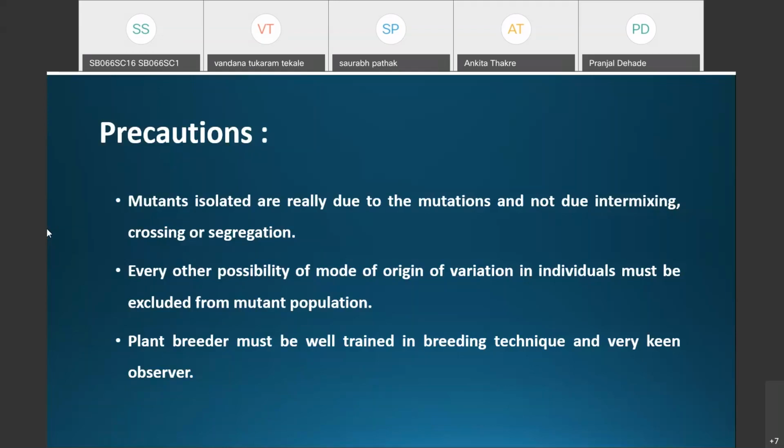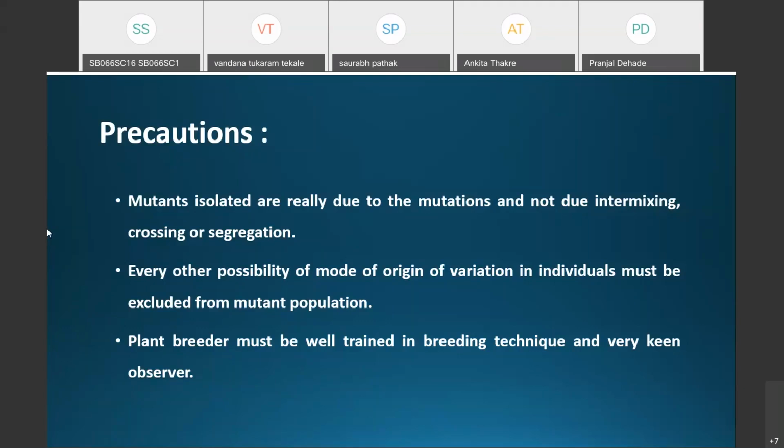That's why the mutants isolated must be really due to the mutations and not due to the intermixing, crossing, or the segregation. Every other possibility of mode of origin of variation in the individuals must be excluded from the mutant population, so that the variation which appears in the plants is only due to the mutations and not due to the intermixing, crossing, or the segregation.